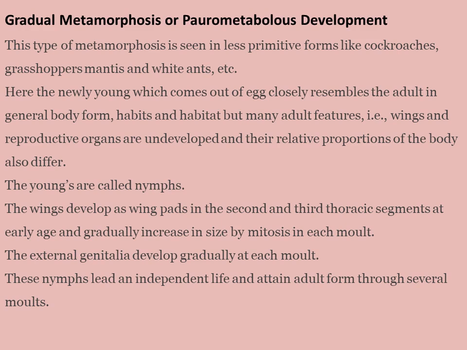The wings here develop as wing pads in the second and third thoracic segments, which are the wing bearing segments, termed as the pterothorax. P-T-E-R-A, again the wing, so pterothorax. The external genitalia develop gradually at each moult, and these nymphs lead an independent life and attain adult form through several moults.